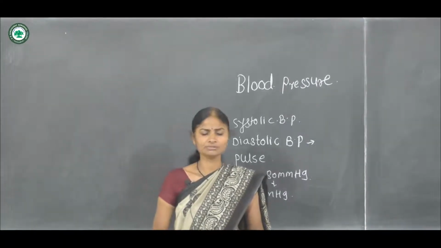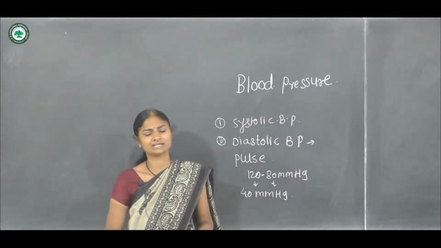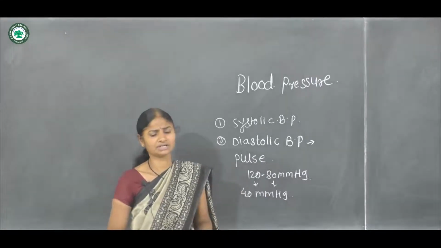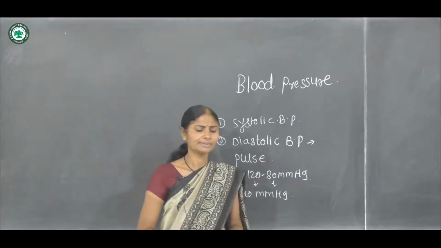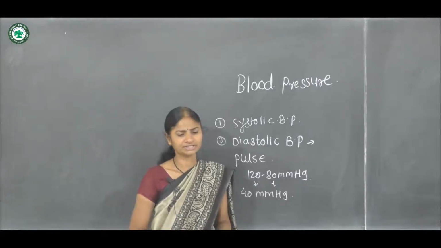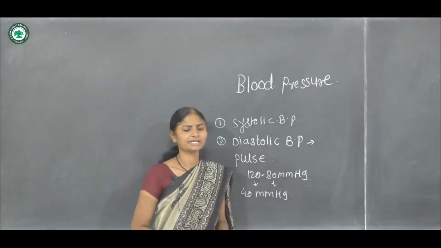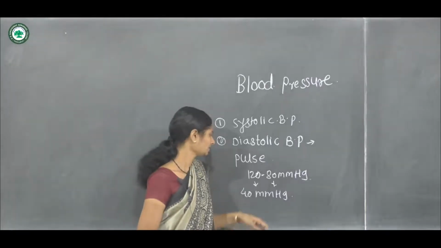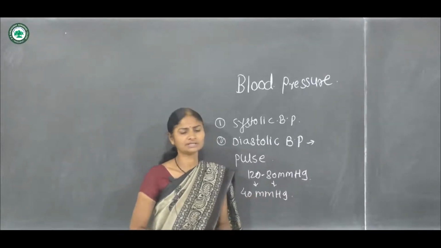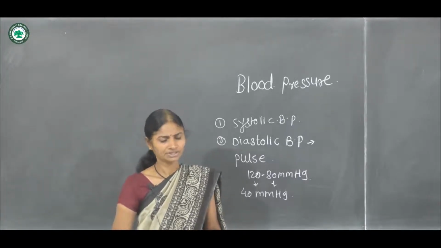When the blood volume increases, the pressure exerted against the arterial wall also increases. In a hemorrhagic or bleeding condition, blood volume decreases, and automatically blood pressure decreases. Blood pressure is measured in terms of millimeters of mercury, that is mmHg.